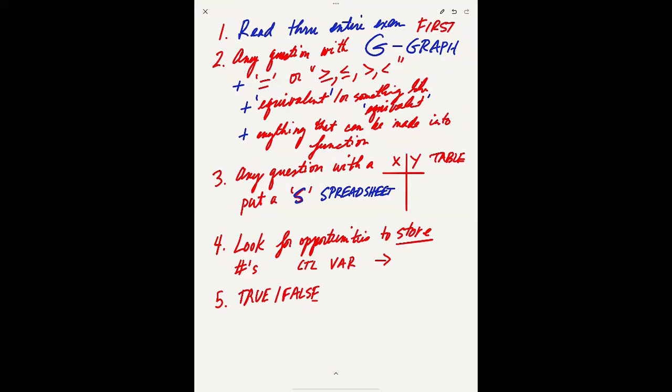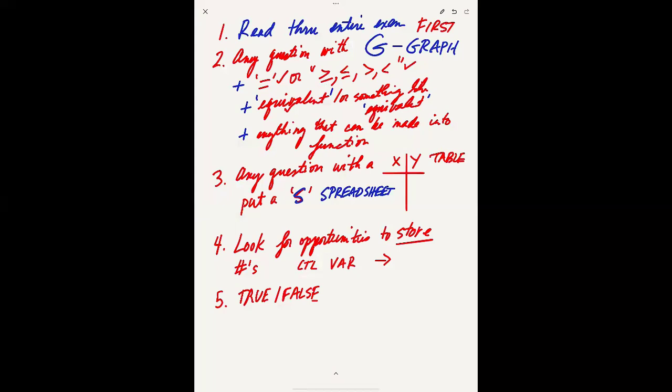First thing you should do is go through the entire exam. Don't start at question one when you get the test. Before you start trying to answer questions, go through and read the entire exam first. And then anything that has an equal sign or inequalities, you're going to put a G next to it. Anything that has the word equivalent, especially in the multiple choice section, you're also going to put a G beside it.